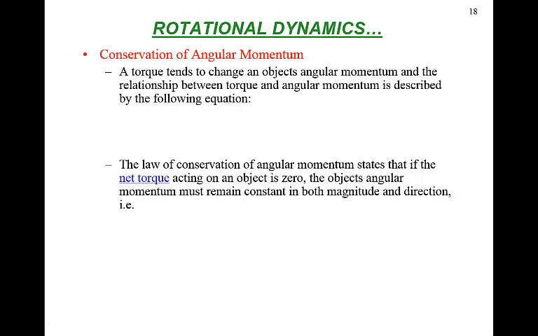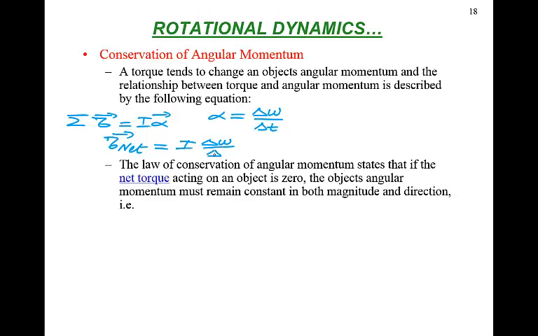Recently, we have introduced Newton's second law for rotational motion, which is the sum of the torques equals I alpha. Alpha is known to be the change of angular velocity over the change of time. Making simple substitutions, the sum of the torques, that's known as the net torque, equals I times delta omega over delta t.